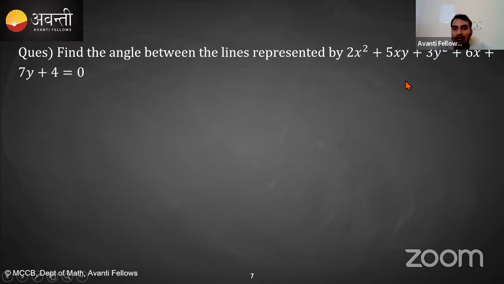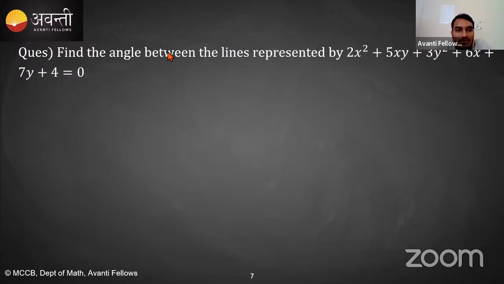So the first question is, everyone, find the angle between the lines represented by 2x square plus 5xy plus 3y square plus 6x plus 7y plus 4 equal to 0. Okay, I am giving you 1 minute. You tell me the answer. Everybody, tell me the answer. Let me know, exactly 1 minute you have. Everybody, quickly let me know the answer. What is the answer?